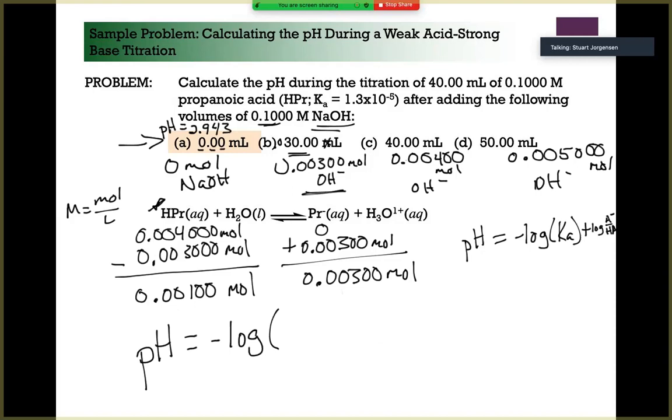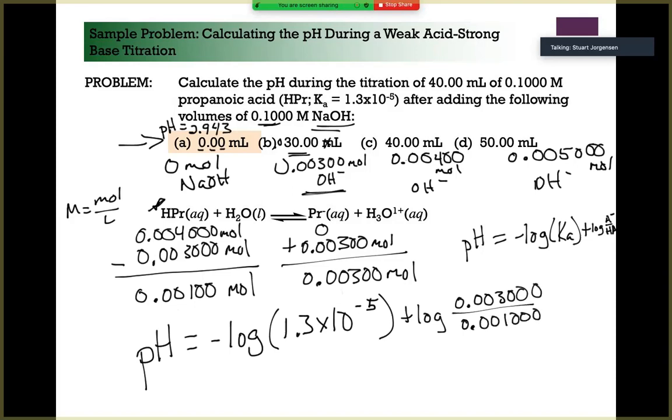Well, Ka was that 1.3 times 10 to the negative fifth. That's going to be plus the log of my A minus, which was 0.00300, divided by my remaining weak acid that's still in solution. Sorry, I think there's extra zeros on there. Cool, so now we can solve.